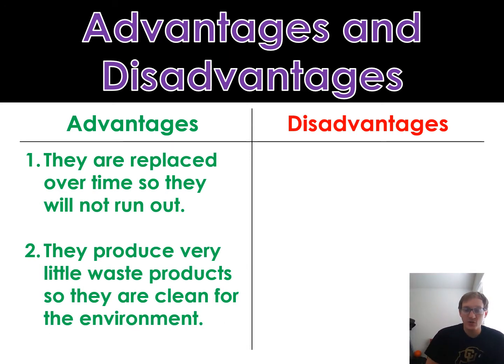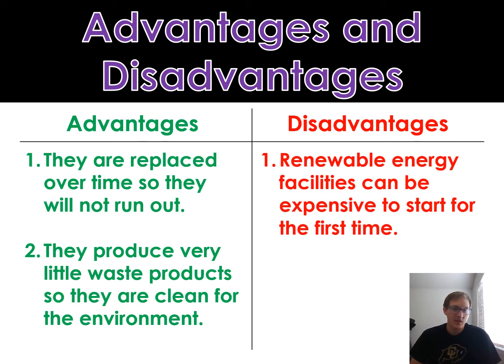They produce very little waste products, so they are clean for the environment. Wind turbines do not give off any greenhouse gases or anything like that. Hydropower doesn't give off anything like that, so they are a cleaner way to produce energy.